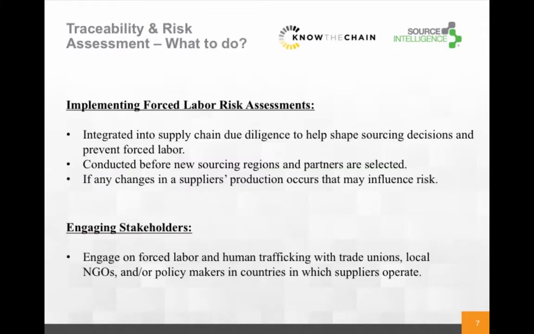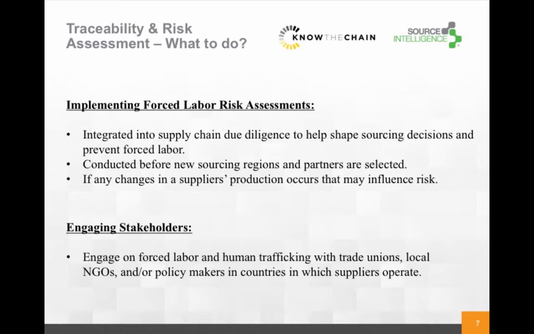In our risk assessment process that we looked at for companies, and why it's important to actually assess potential risk, we looked at how a company could implement forced labor risk assessment into the actual integration of their supply chain and due diligence process. So it's important for a company to consider what information there might be as it relates to risk that could be integrated into the due diligence and selection process of suppliers. We encourage companies to look at this when they're looking at new sourcing regions or partners before that selection has occurred, or if any changes in the supplier's production occur that might influence risk.